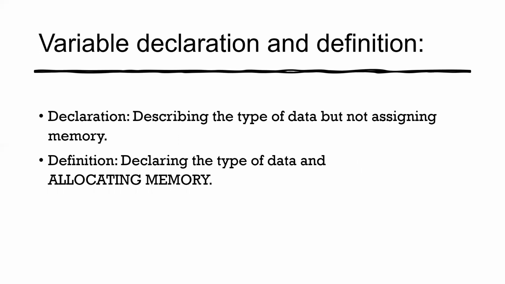Now, what is the difference between declaration and definition of a variable? In variable declaration, we will just describe the data type, that is, to which data type that variable belongs. In definition, allocation of memory takes place. So the major difference between declaration and definition of a variable is, in declaration no memory will be assigned. Just we say that this variable belongs to this data type. Whereas in definition, allocation of memory takes place.